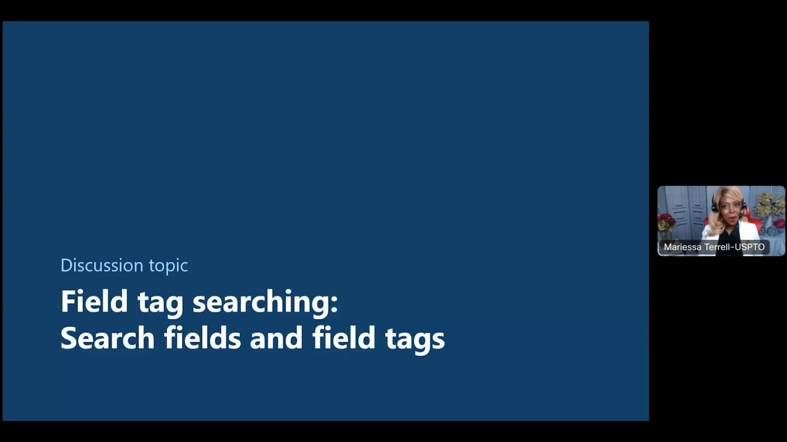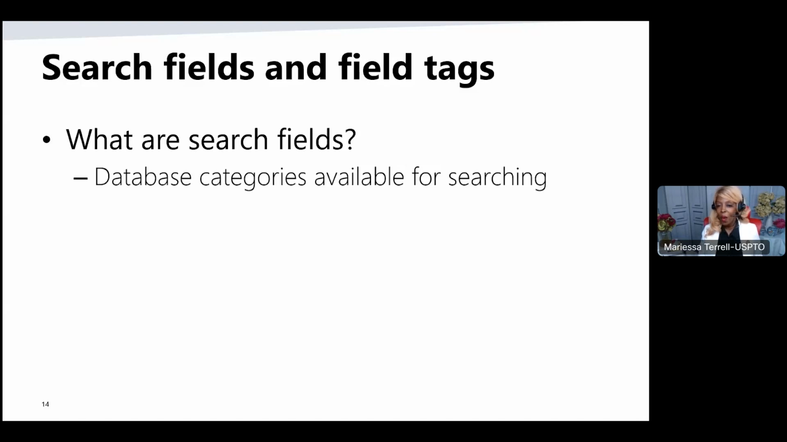Before we go any further, though, let's define our terms. What is the difference between a search field and a field tag? What are search fields? They are database categories. Now, in our database, search data is stored in distinct fields. If you're used to our old system, you will recognize the search fields that we're using today.